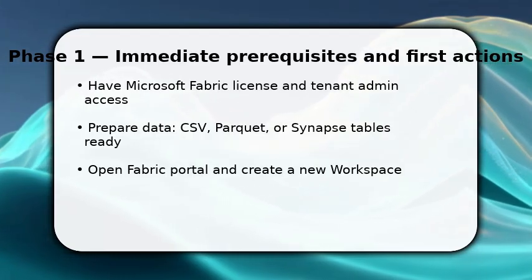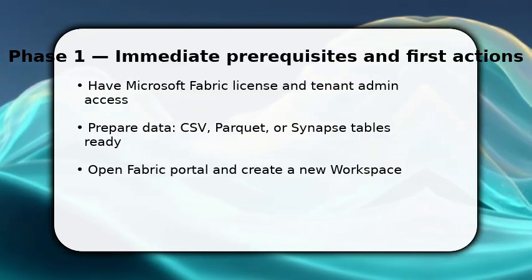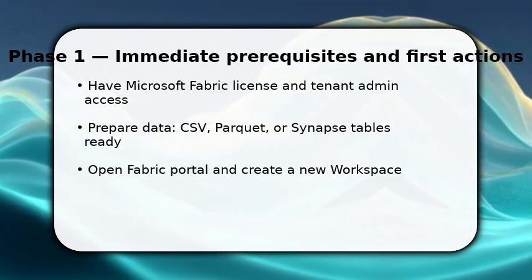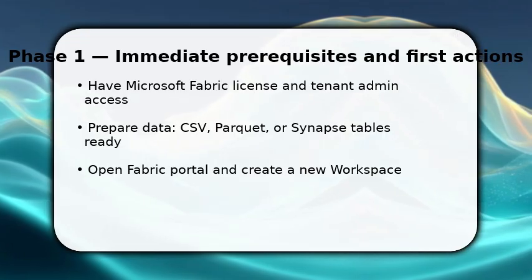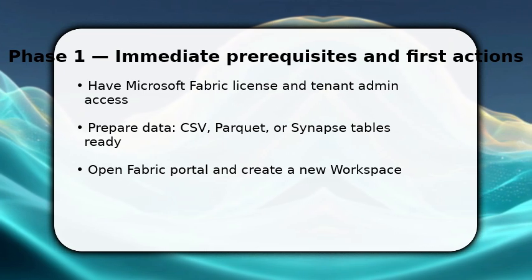Once ready, open the Fabric portal, click Create Workspace, name it, and assign storage and admins. Make sure to choose the correct region and capacity settings so performance matches your needs. This gets you into the Fabric environment quickly and lets you begin building pipelines and reports.